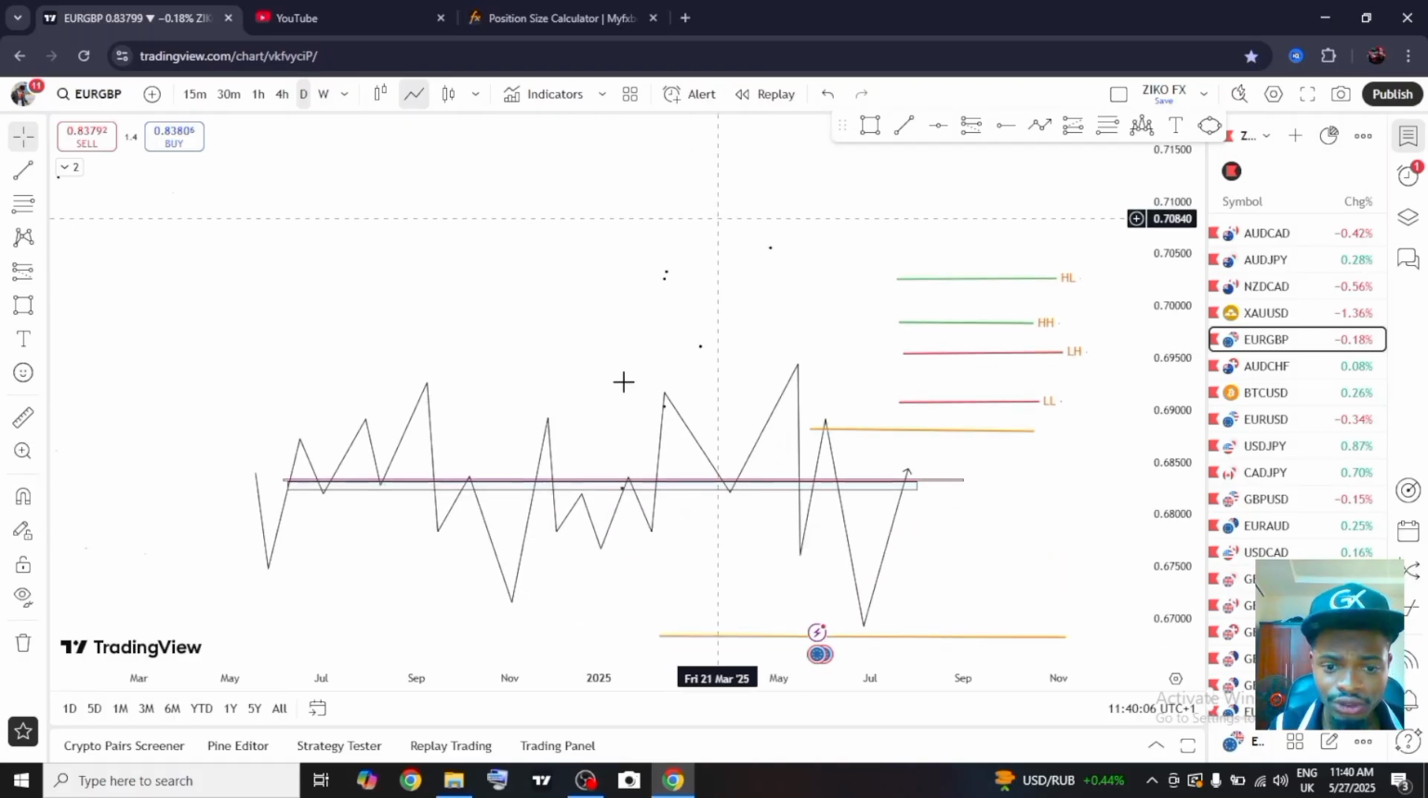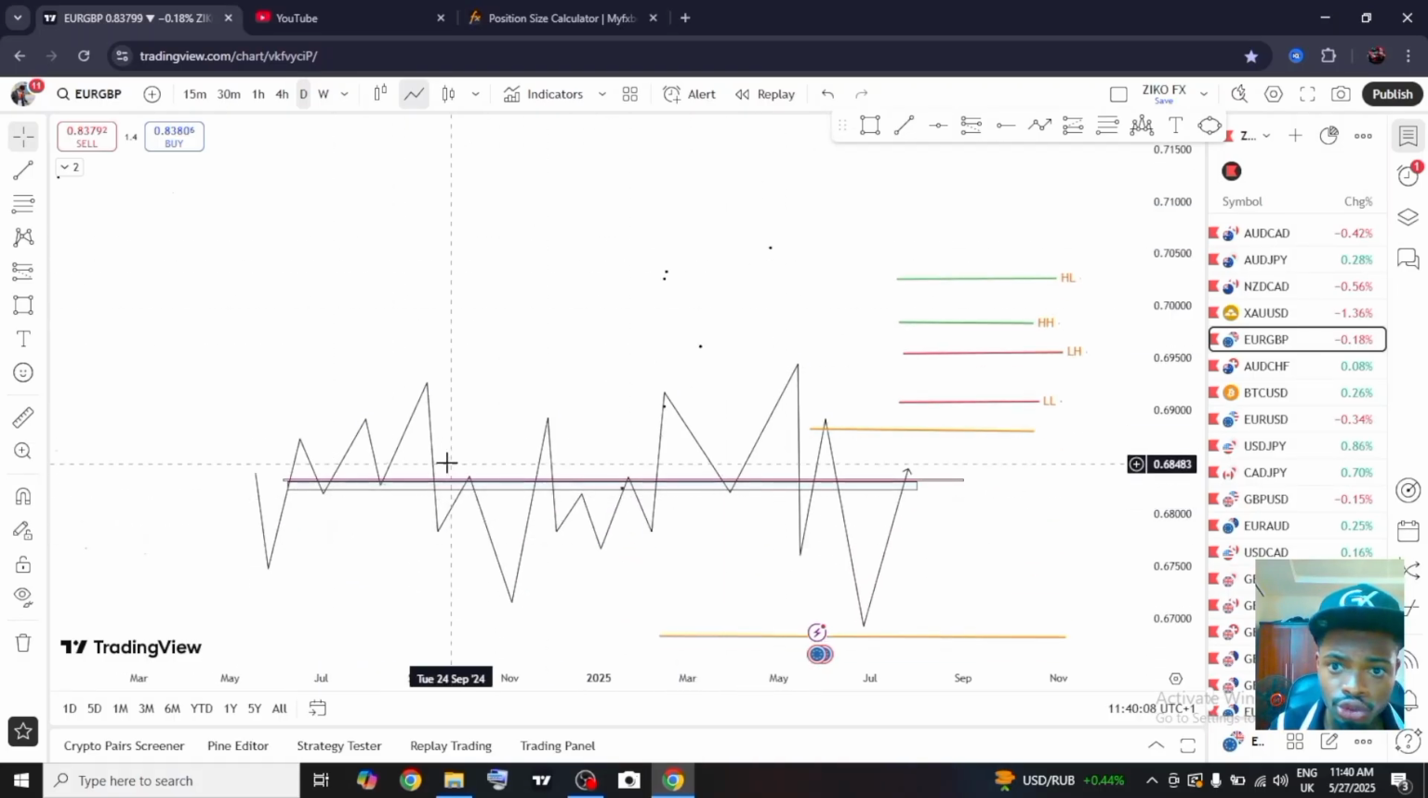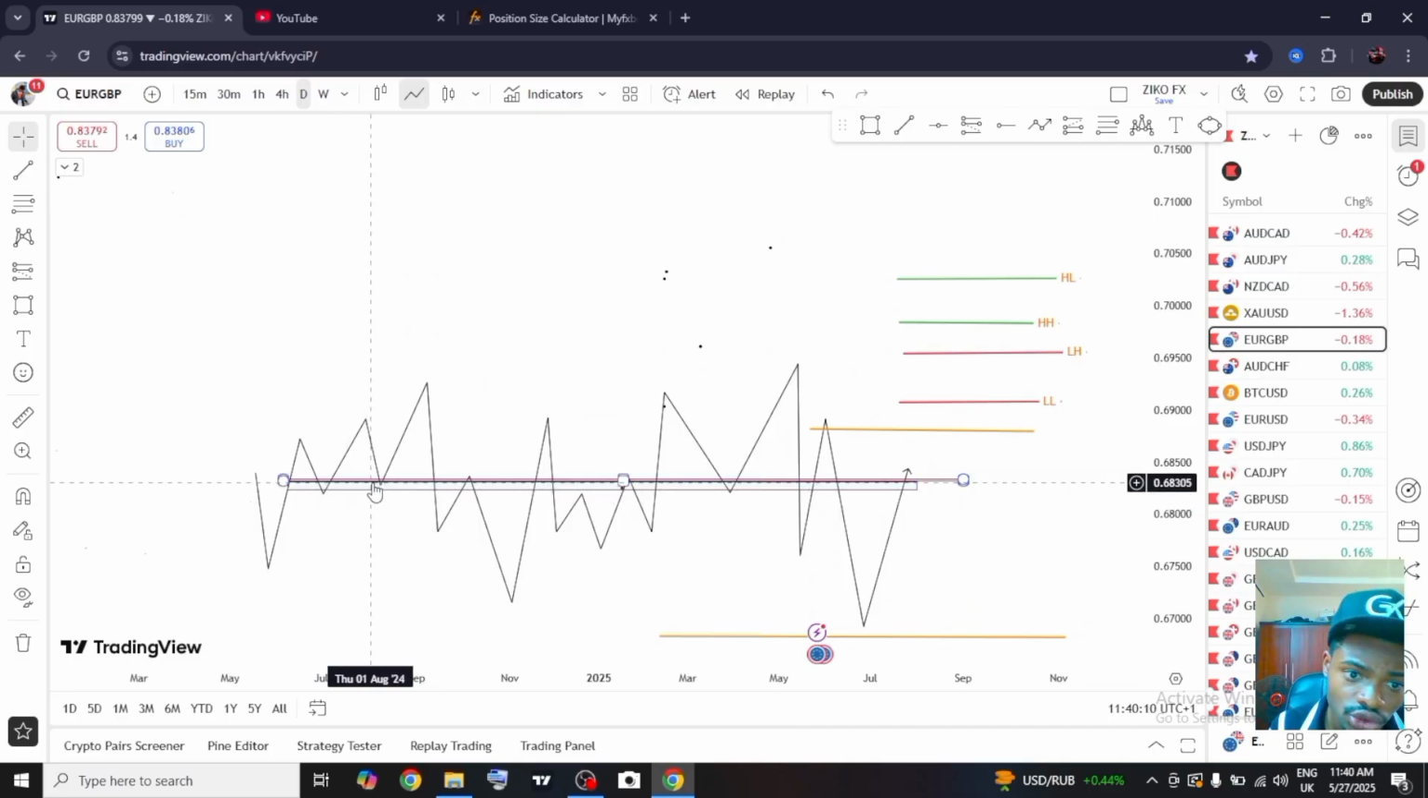Now, when drawing your area of interest, right, you don't draw them on the wick, you draw them on the body of the candlesticks.